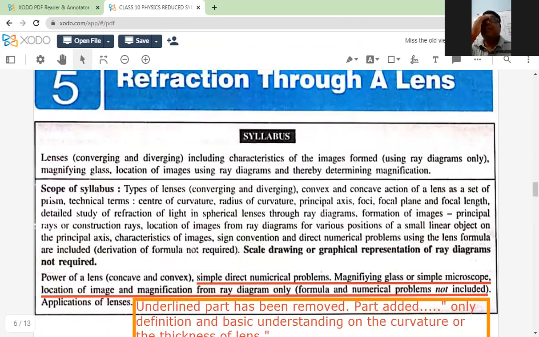It's clear? Refraction through the lens. Here only this underlined portion has been removed. Simple direct numerical problems, magnifying glass, simple microscope, location of image and magnification from ray diagram, only formula and numerical problem not included. This part about the simple microscope has been completely removed.